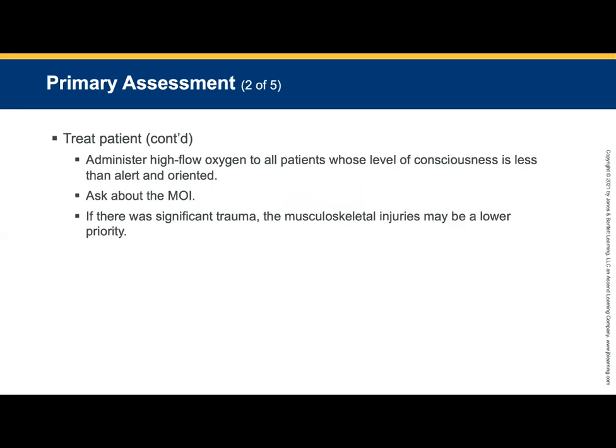If there's a significant trauma and multiple body systems affected, the musculoskeletal injuries may be a lower priority, because it's okay for them to have that open fracture if it's controlled. If it's not oozing blood, leave it alone. We'll come back to that later. We can fix that on the secondary assessment.